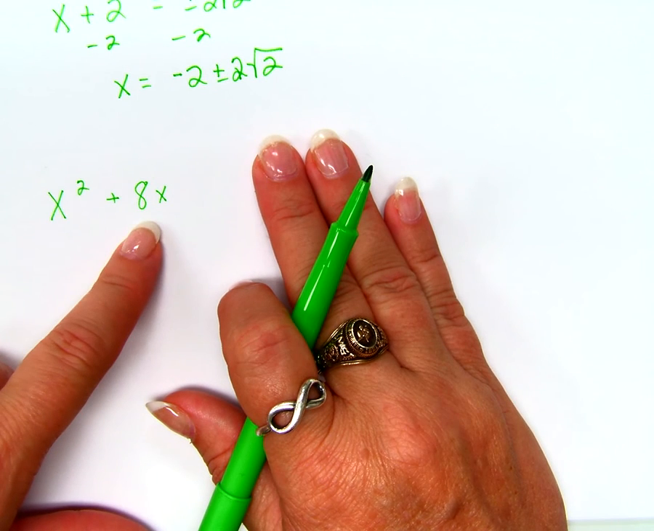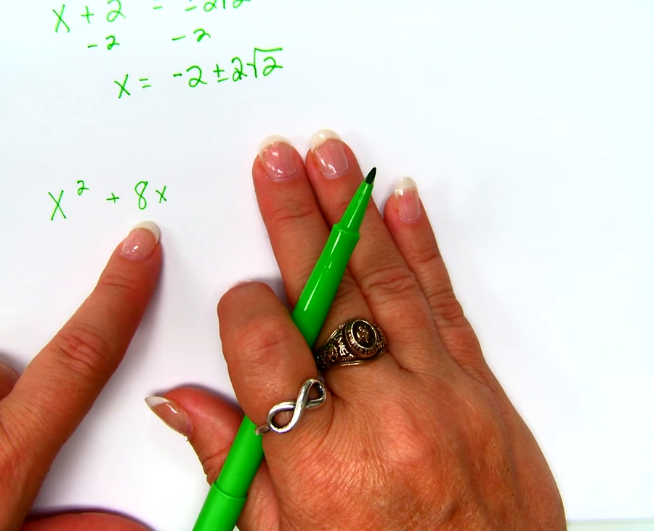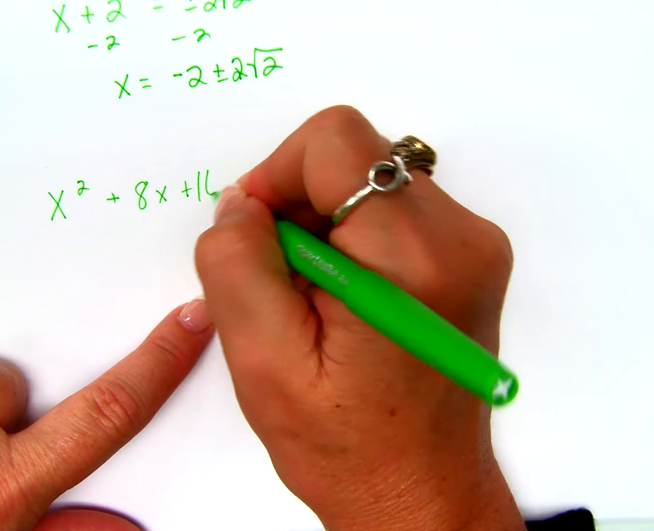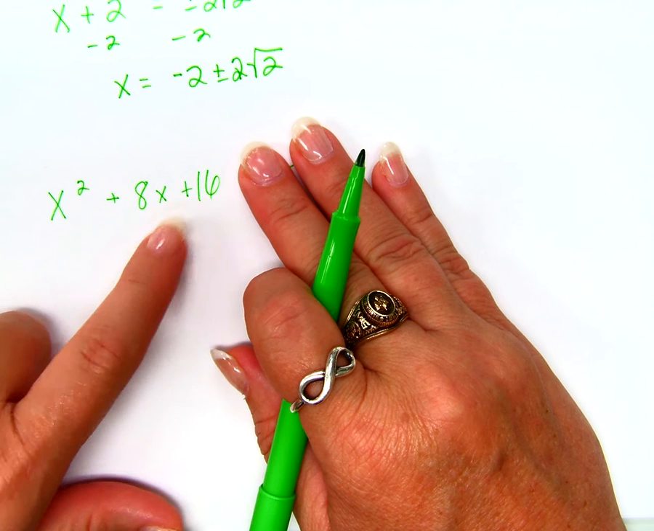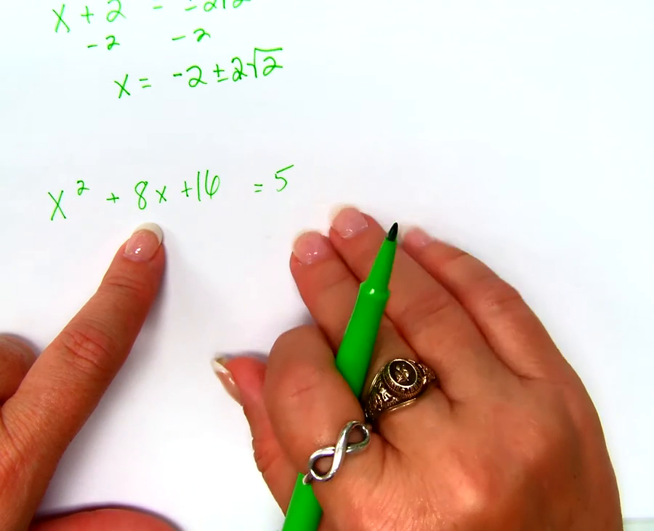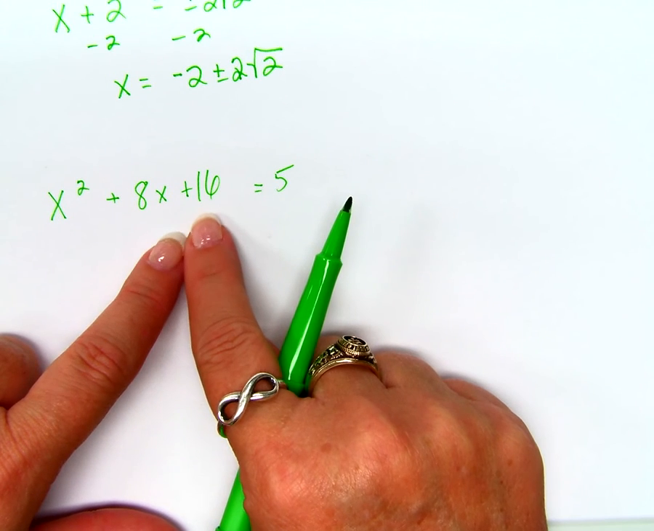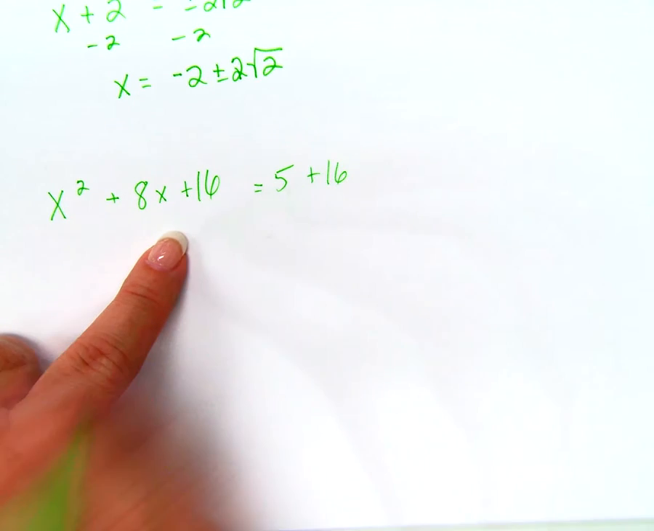Remember, we have to take this b term. Do you remember what to do? Take the b term, divide it by 2, and square it, right? So what is 8 divided by 2? 4. 4 squared? 16. So if this is the problem right here, then we're done, right? If it's an equation already, though, and we're being asked to solve it, if I add 16 on this side, what else do I have to do? Add 16 to the other side. Okay?